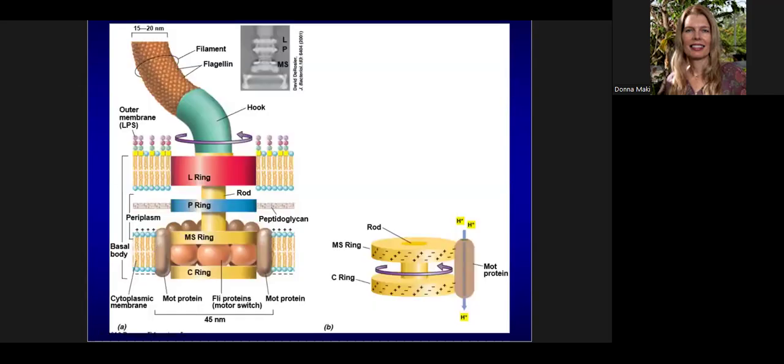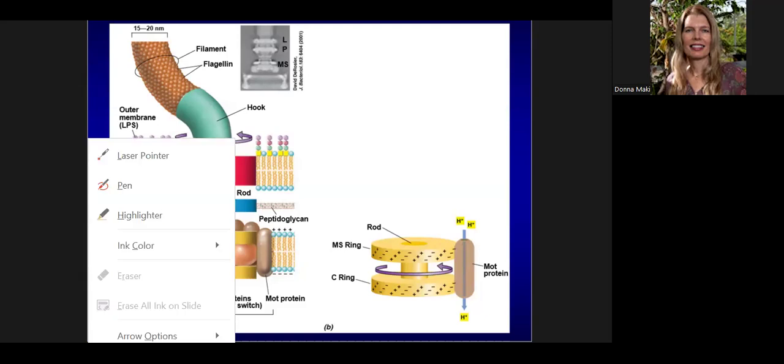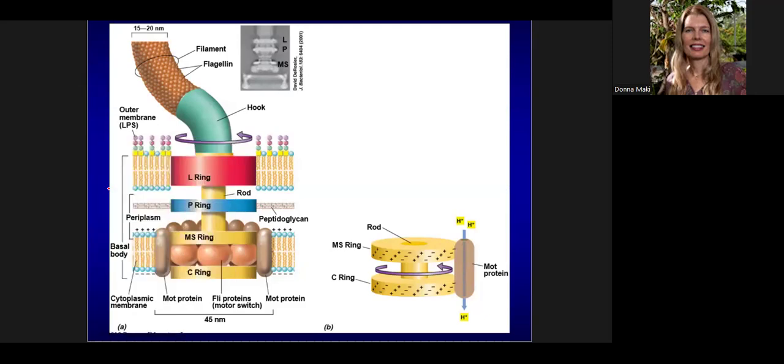So here we go. Okay, so you have the Mot proteins, the brown sausage-looking things. You have to imagine they've kind of cut it away so you can see the other parts, but those go all the way around here.